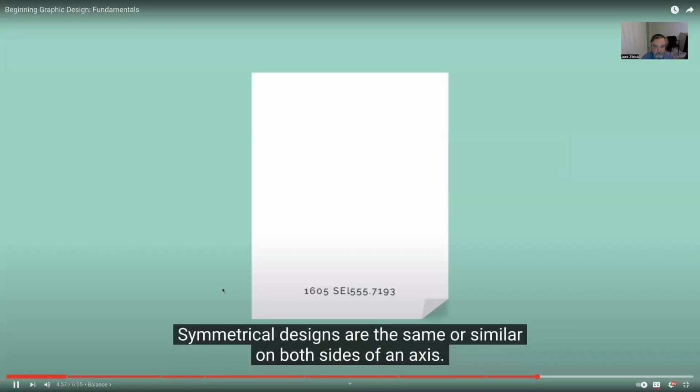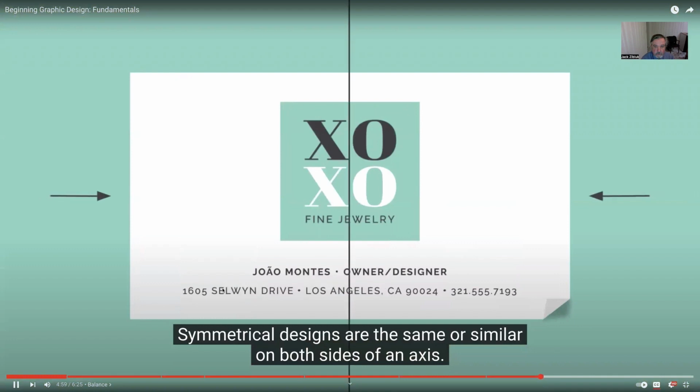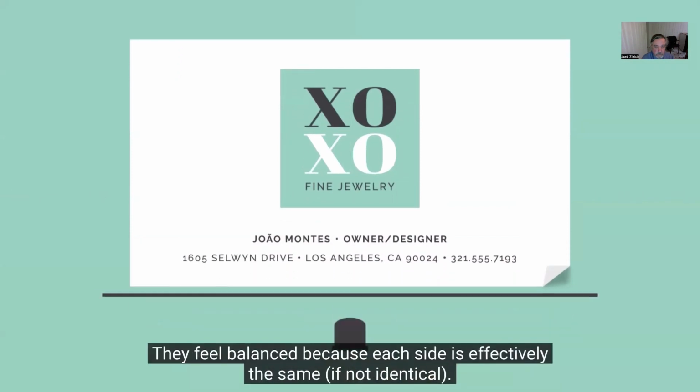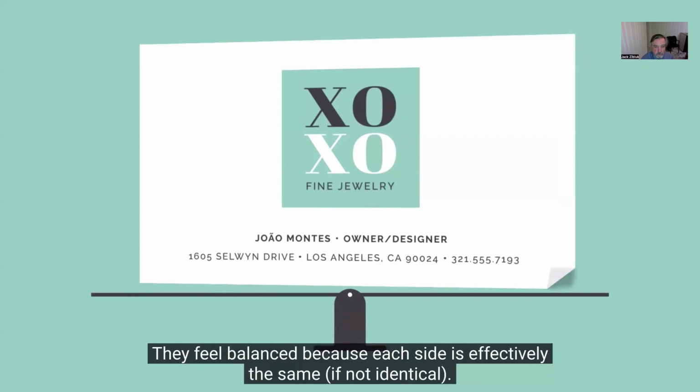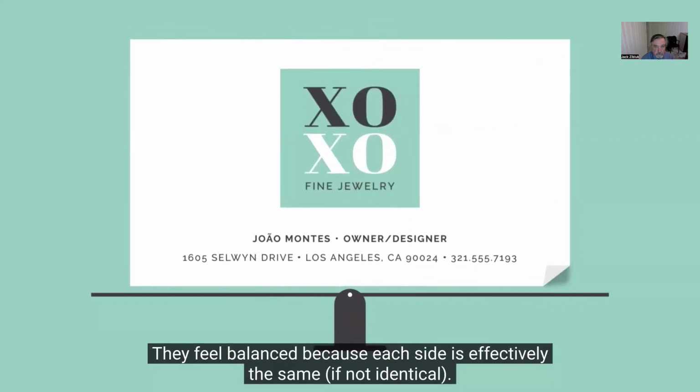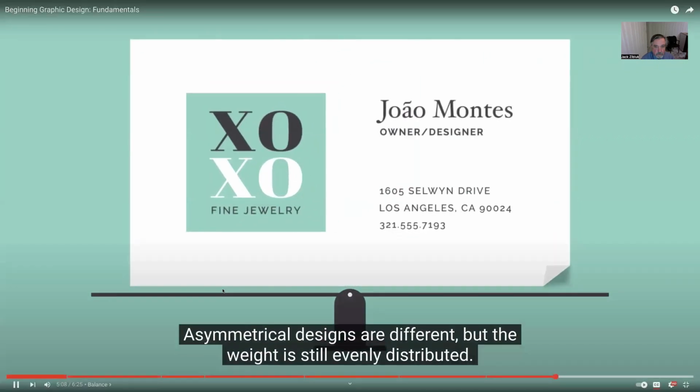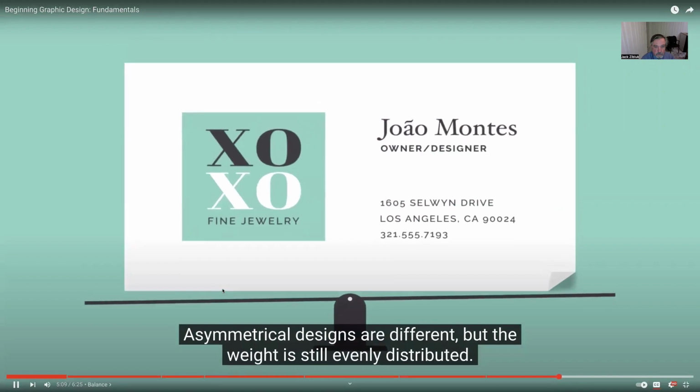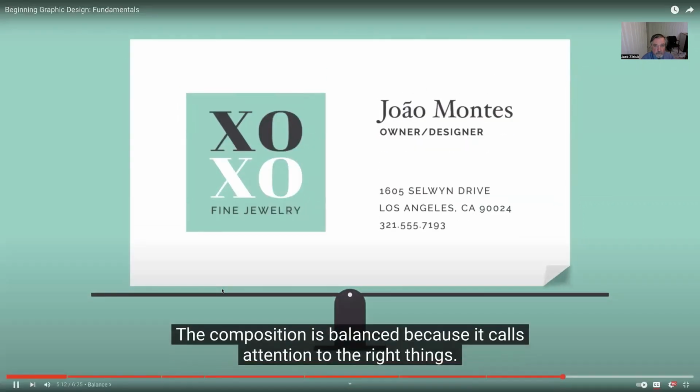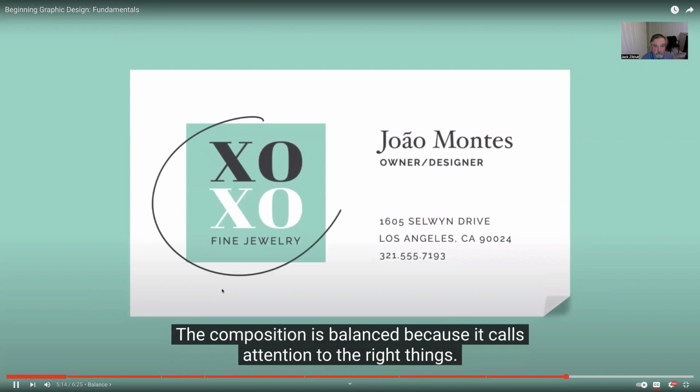Symmetrical designs are the same or similar on both sides of an axis. They feel balanced because each side is effectively the same, if not identical. Asymmetrical designs are different, but the weight is still evenly distributed. The composition is balanced because it calls attention to the right things.